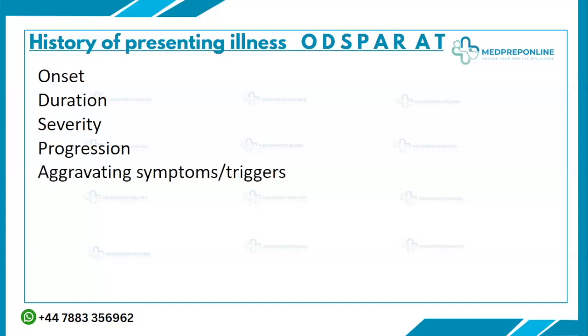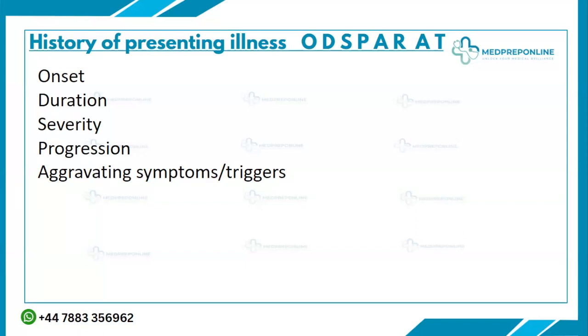Then we also ask for the character. How is the cough? If it's chest pain, how is the chest pain? Is it more on moving? Is it more on breathing? Is it positional? Is it more during lying? Is it more during walking? So the character is very, very important.